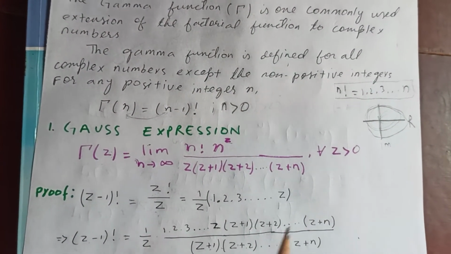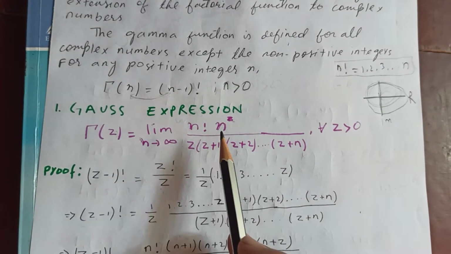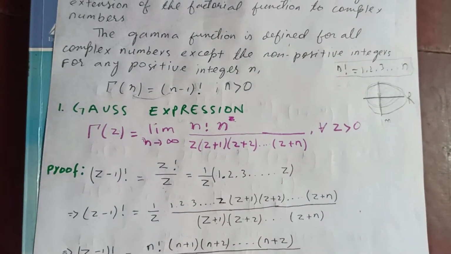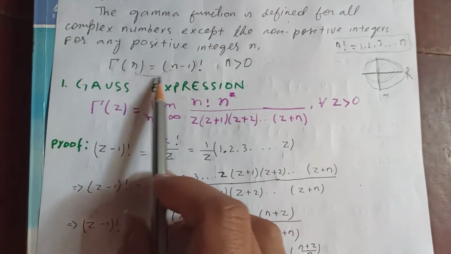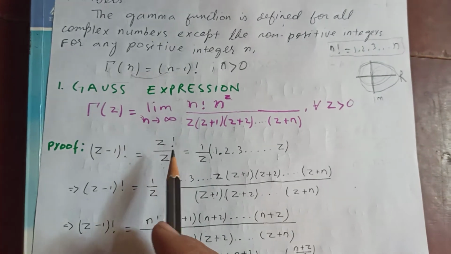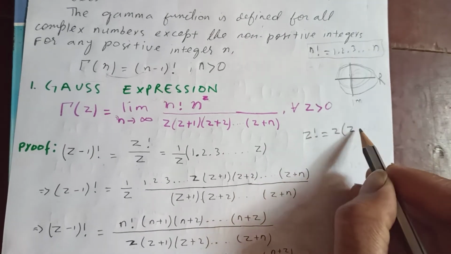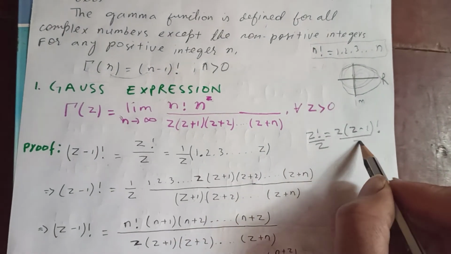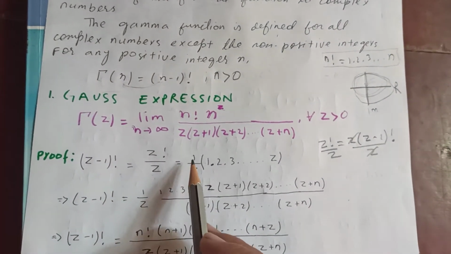So according to Gauss's expression, gamma z is the limit as n tends to infinity of n factorial times n to the z upon z into z plus 1, z plus 2, up to z plus n, while z is greater than 0. Now for the proof, you have to note this: n minus 1 factorial is gamma n. So z minus 1 factorial is nothing but z factorial by z, meaning z factorial is z into z minus 1 factorial. Therefore if you divide by z, z minus 1 factorial will be z factorial by z, which is equal to 1 over z times z factorial.